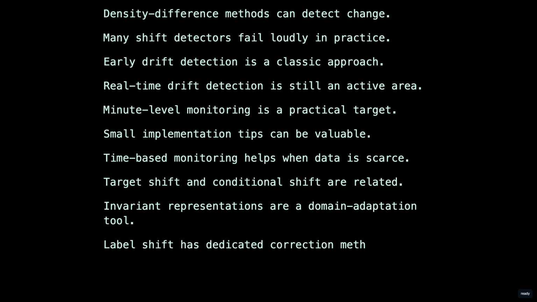Label shift is one of the cases where you can sometimes adjust the predictions after the fact. The important part is that the class proportions changed, and that can often be handled differently from a change in the features themselves.